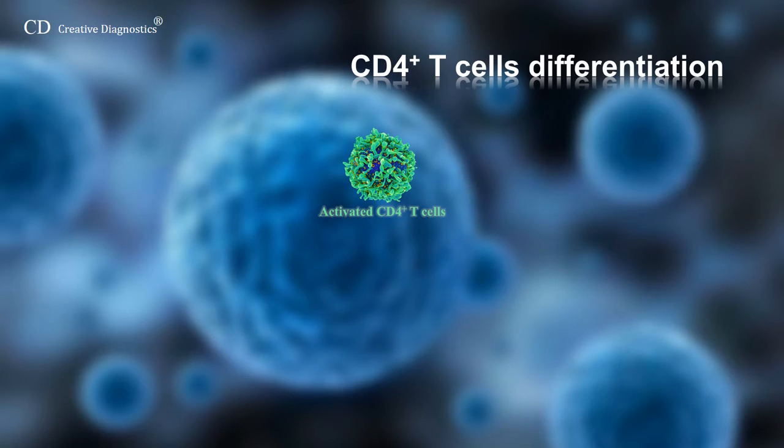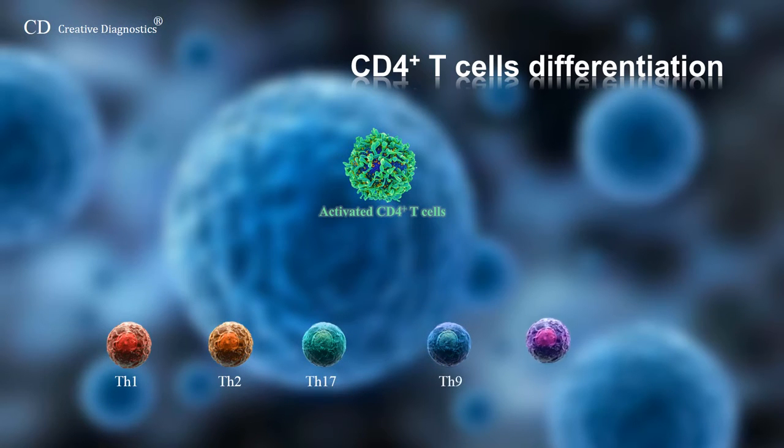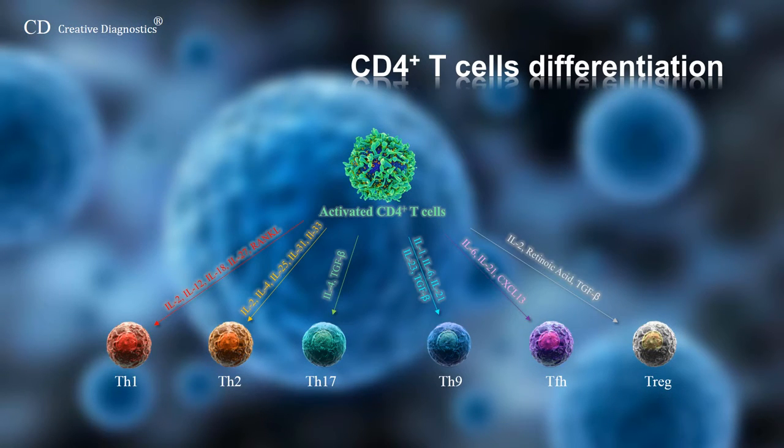Activated CD4 positive T cells can differentiate into one of several subtypes, including Th1, Th2, Th17, Th9, follicular helper T cell, or Treg. Signaling from the APC directs T cells into particular subtypes. These subtypes secrete different cytokines to facilitate different types of immune responses.